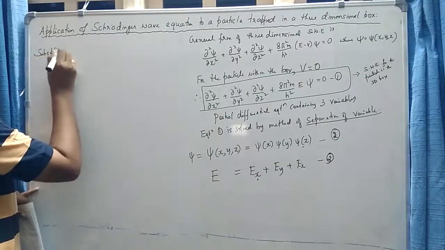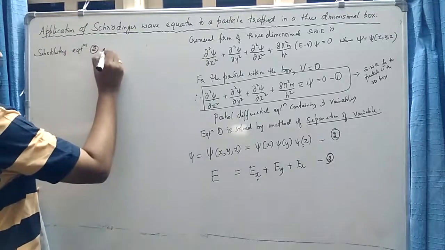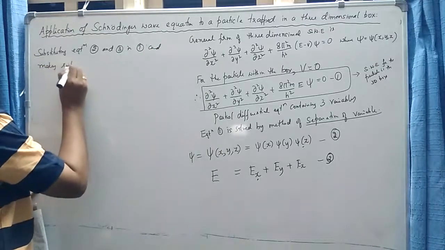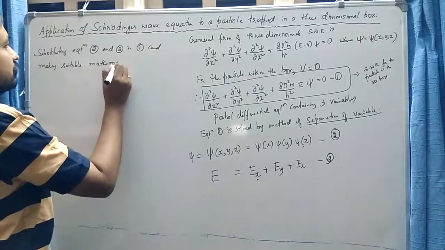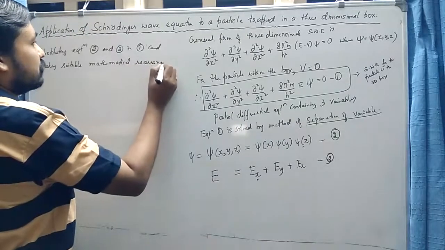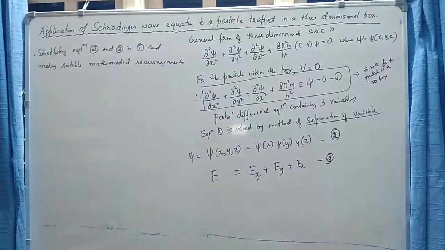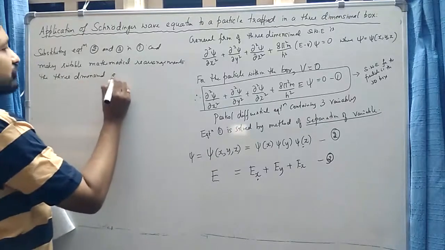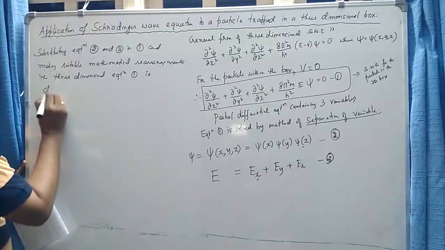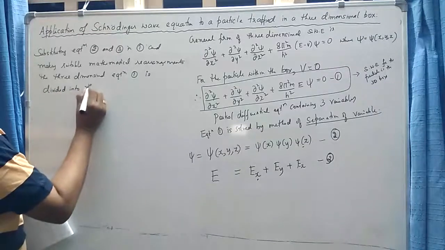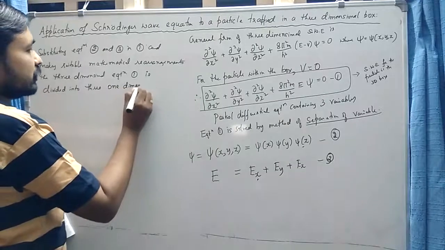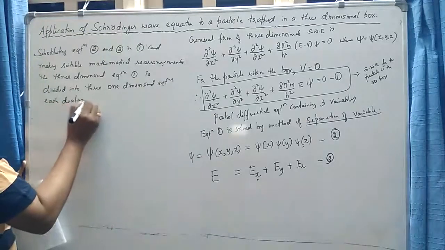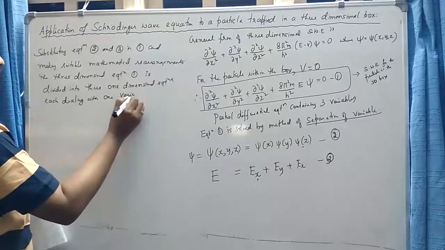substituting equations 2 and 3 in equation 1 and making suitable mathematical rearrangements, the three-dimensional equation 1 is divided into three one-dimensional equations, each equation dealing with one variable. This is an interesting result.